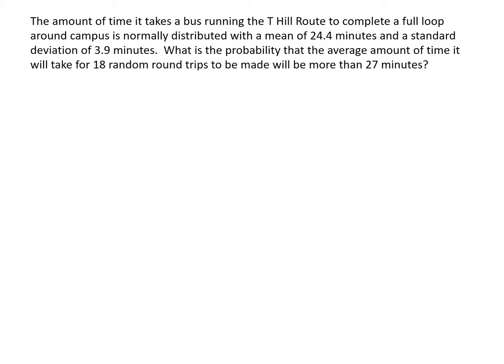The amount of time it takes a bus running the T Hill route to complete a full loop around campus is normally distributed with a mean of 24.4 minutes and a standard deviation of 3.9 minutes. Okay, so that's information we're being given. We're asked what is the probability that the average amount of time it will take for 18 random round trips to be made.